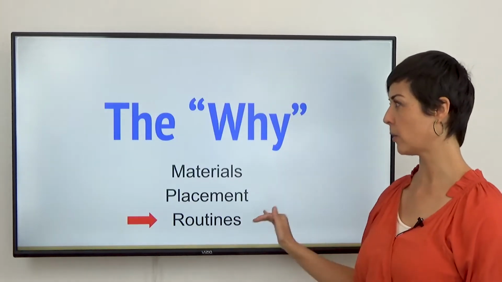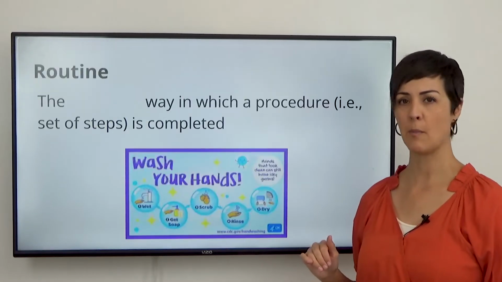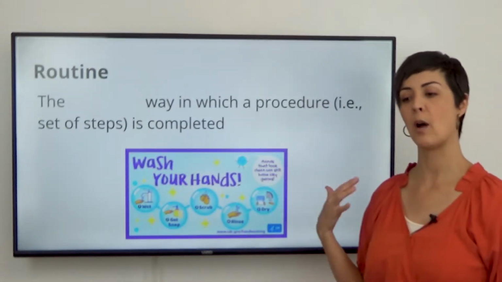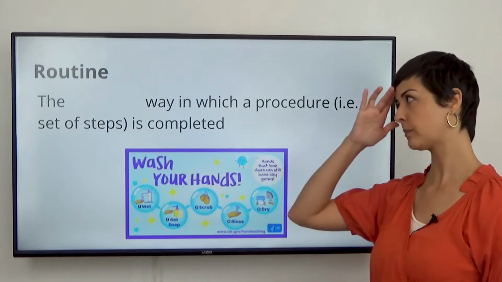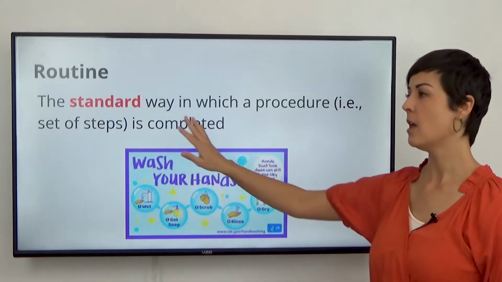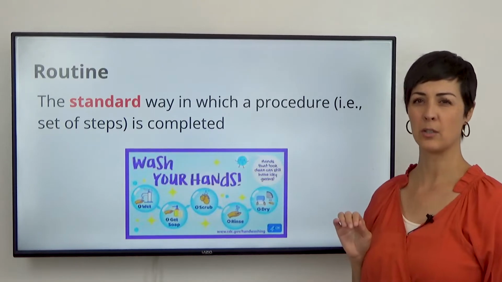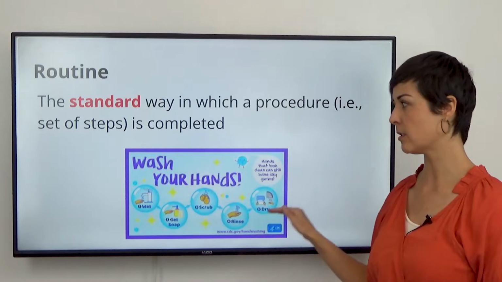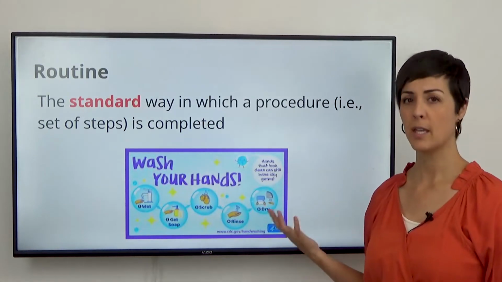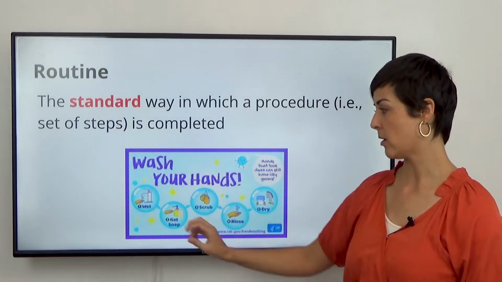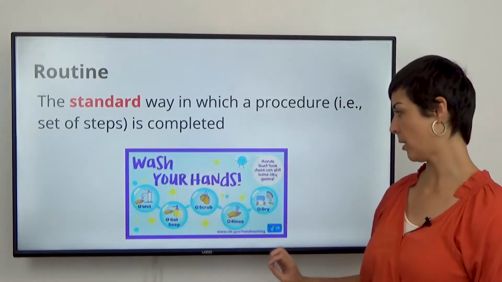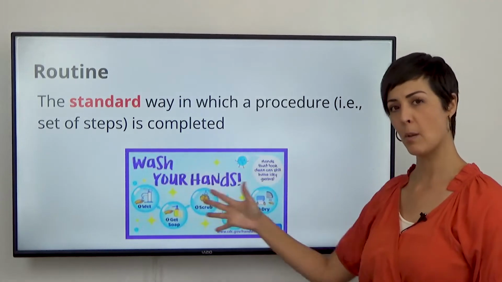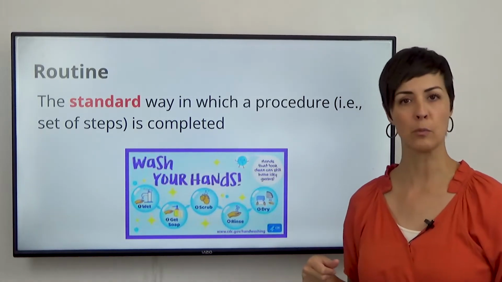Okay, so let's talk about the why of routines. And if you don't mind, I want to just define what a routine is, because I feel like it's something we say a lot without maybe knowing exactly what it is. So a routine is simply the standard way in which a procedure or a set of steps is completed. So the CDC, for instance, recommends that the most effective hand washing routine is that you wet your hands, then you get soap, then you scrub, then you rinse, and then you dry. If you do the steps in this order, this is the optimal way to reduce spreading of germs.